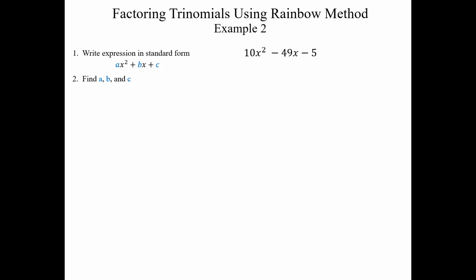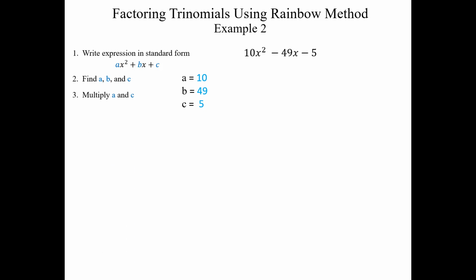Next, we need to find a, b, and c, the numbers that are multiplied by each of the terms. So a is going to be 10, b is going to be 49, and c equals 5. We don't need to worry about the signs at this time.